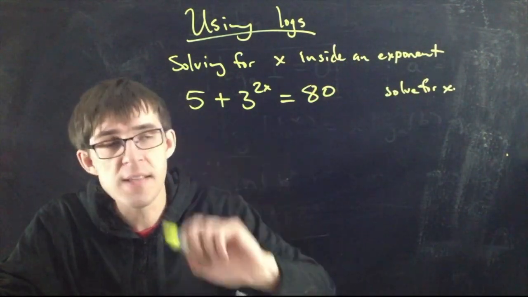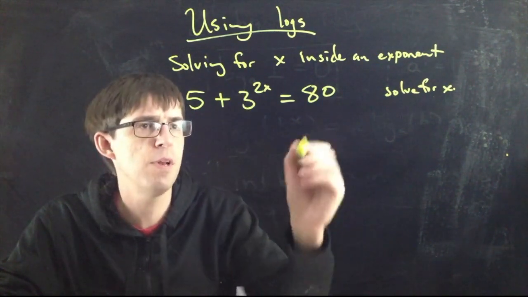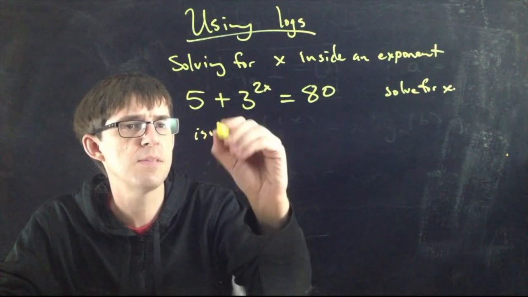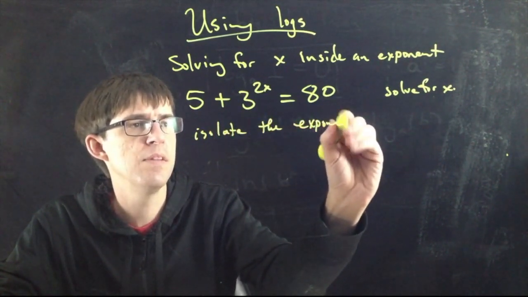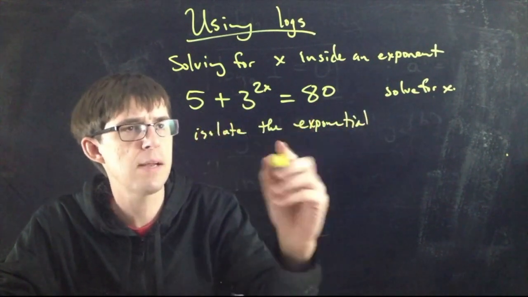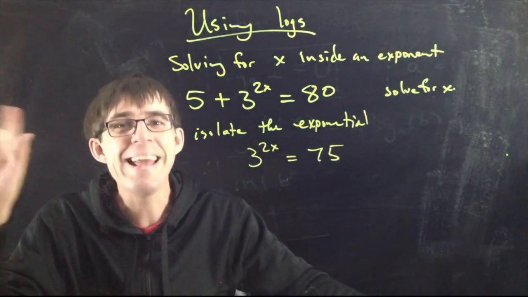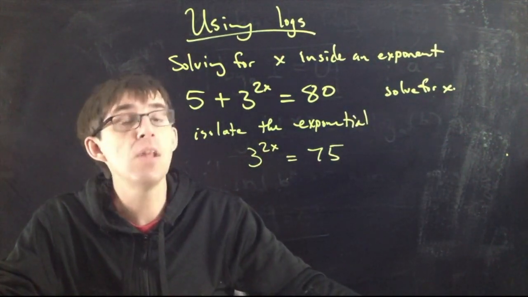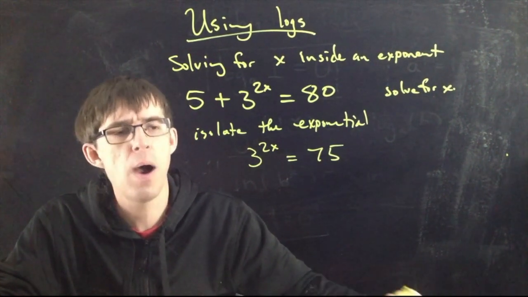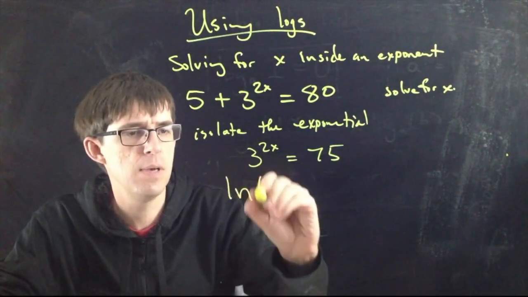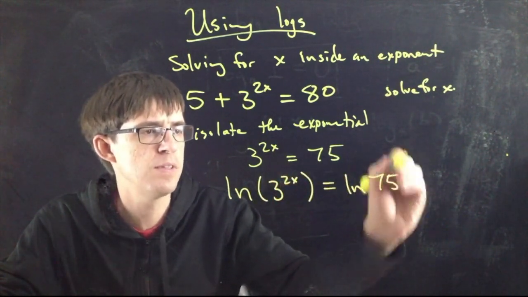Well, the x is inside the exponent. The first thing you want to do is just isolate the thing which has the exponent in it. So I'm going to isolate the exponential part. In this case, that's easy to do. You subtract the 5. So I get 3 to the 2x equals 75. And now the trick is take the log on both sides. It really doesn't matter which log you use, although I'm always going to use the natural log. So I'm going to do natural log of 3 to the 2x equals natural log of 75.